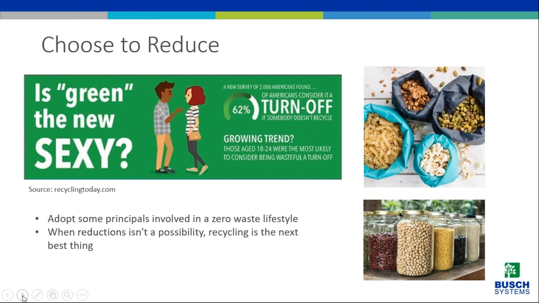So when reduction isn't a possibility, recycling is the next best thing. In a new study where 2,000 Americans were surveyed, 62% of people found it to be a turnoff if someone didn't recycle. It was in the age range of 18 to 24 that were most likely to consider this behavior unattractive. So with the same age range being so aware and conscious of their impact on the environment, this is a good sign for our future.